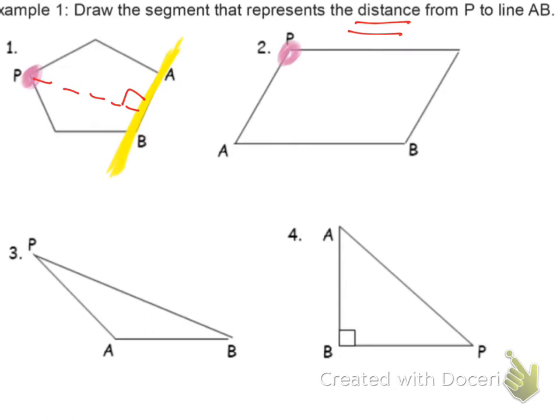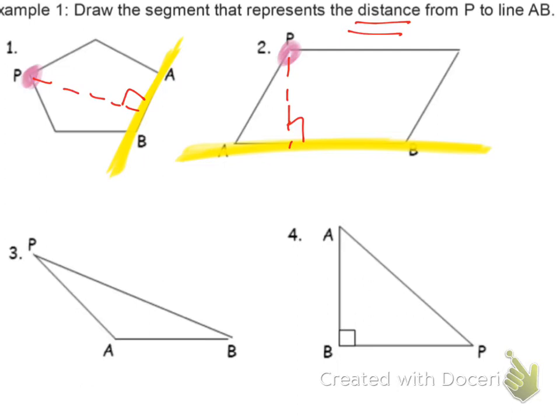And then I need to go to line AB. So again, I'm just going to extend that to help me see a little bit better. If I wanted to draw a perpendicular line here, I would just go straight down. That one's a little bit easier. So again, that's called my distance. It's also called an altitude. But when we talk distance today, that's what we're talking about.